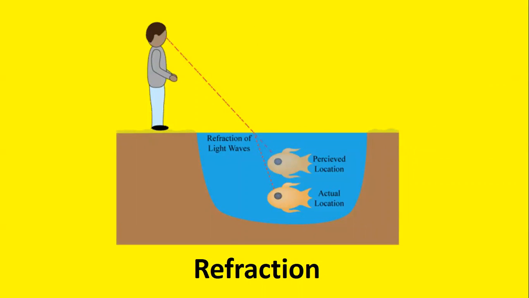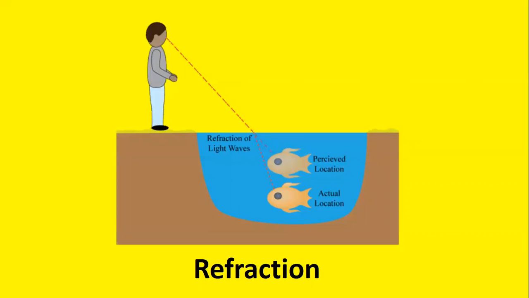Refraction is another way that waves interact with matter. Refraction occurs when waves bend as they enter a new medium at an angle. You can see an example of that here. Light bends when it passes from air to water or from water to air. The bending of the light traveling from the fish to the man's eyes causes the fish to appear to be in a different place from where it actually is.